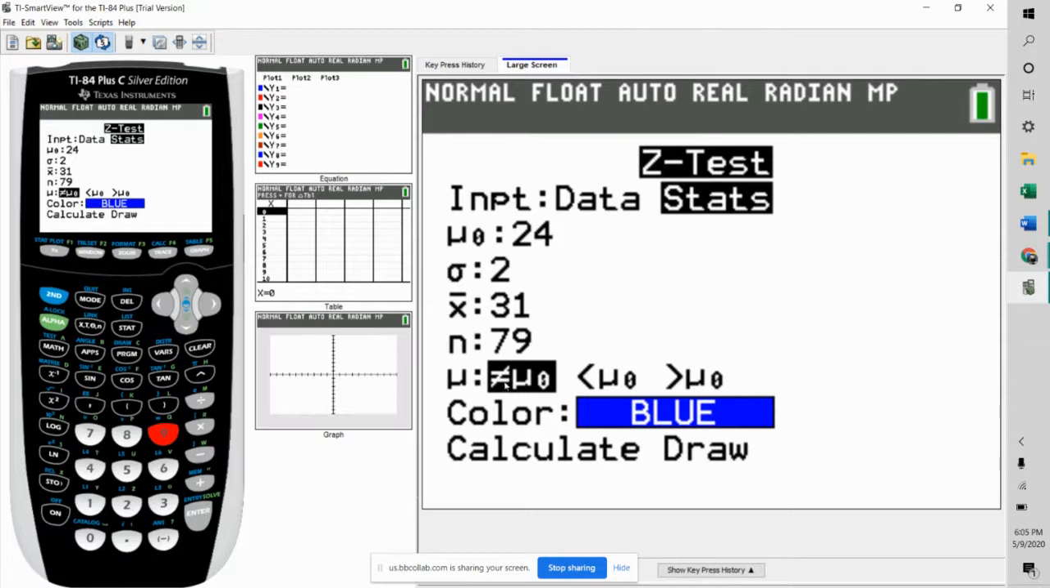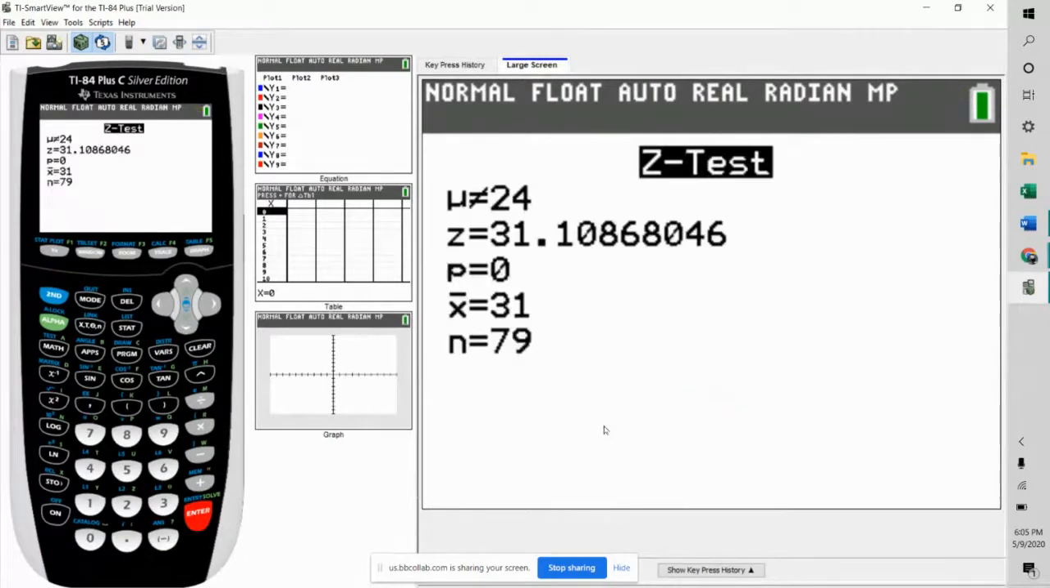Now, if we're testing the not equal to, we would use this one, less than this one, or greater than this one. So it depends on which one you're testing. You would click on that, and then just down to calculate and hit enter. Here's our test. It's tested not equal to, our z value was 31, our p value was 0. That gives you your test.